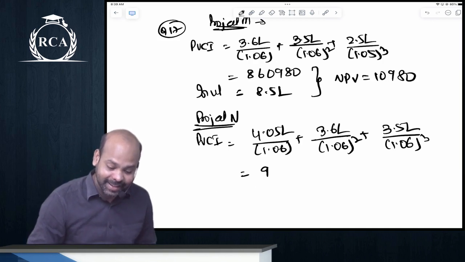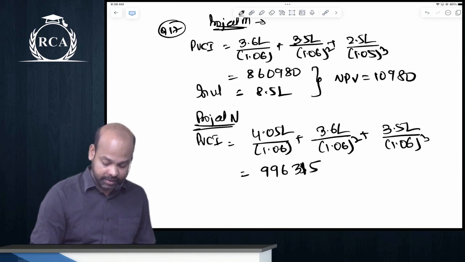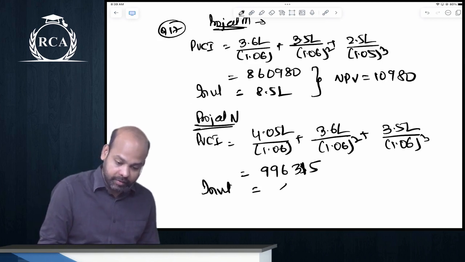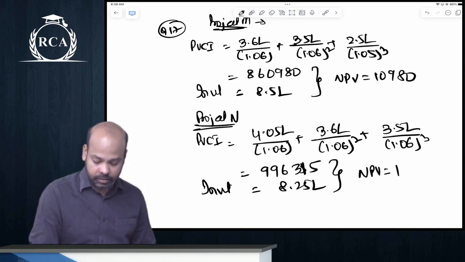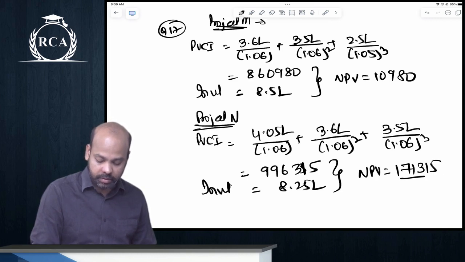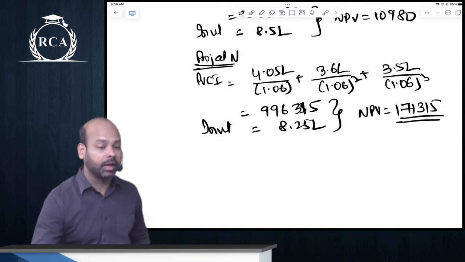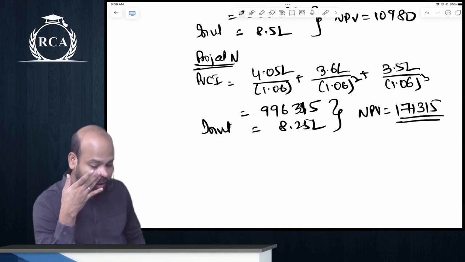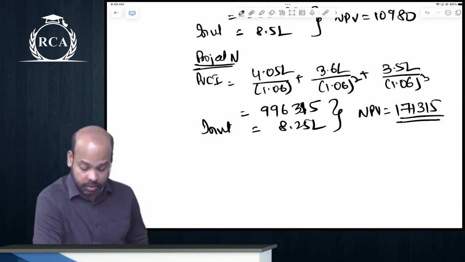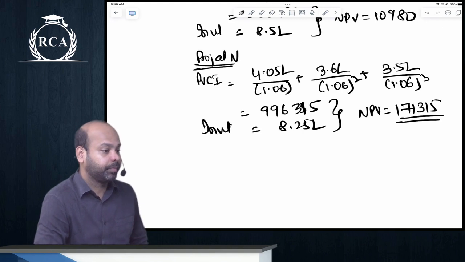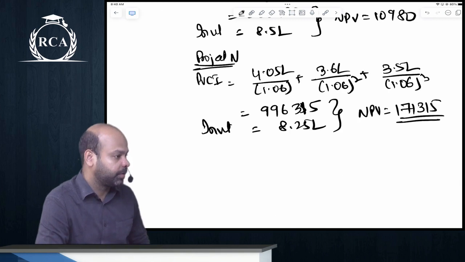9 lakh 315. Investment guys is 8,25,000. How much is NPV? 1,71,000. So one NPV is 10,980. The other NPV is 1,71,315 guys. Which project will you select? Undoubtedly N. Did you all get these answers? You are not doing the next question, right? Done here? Project N should be selected.